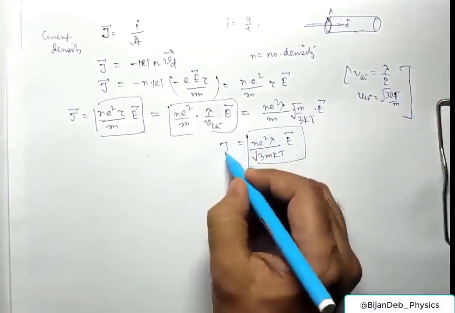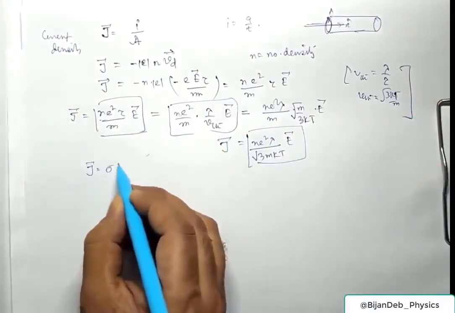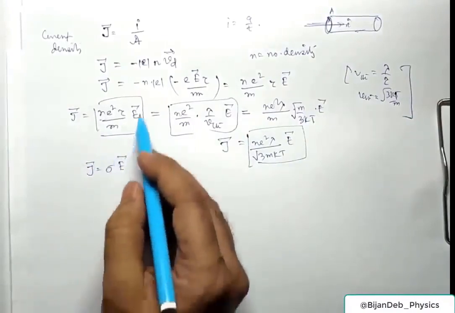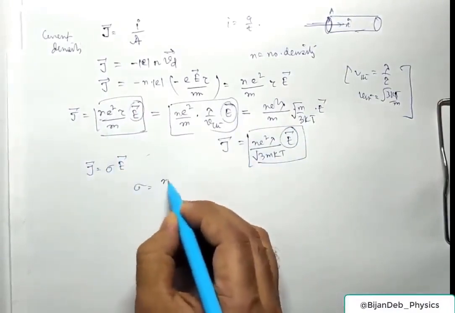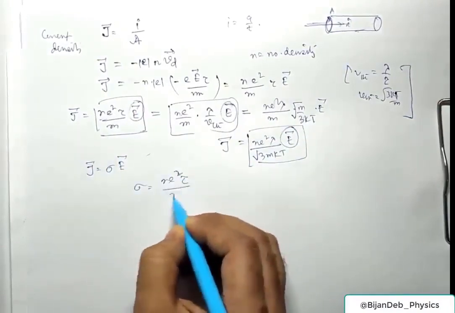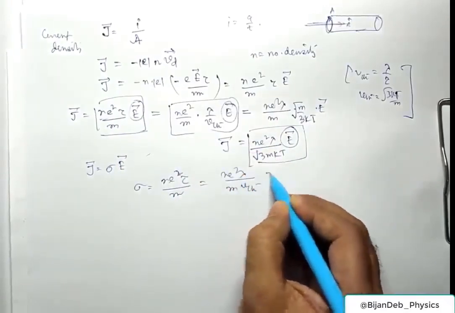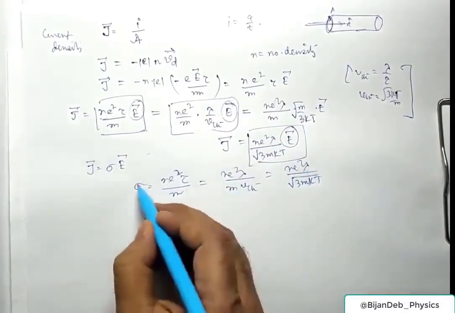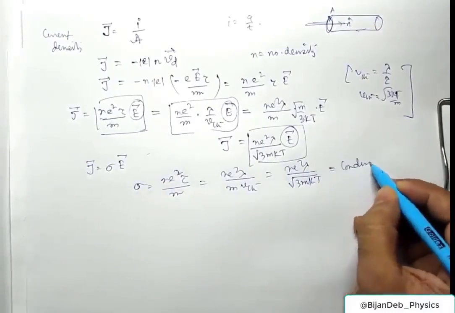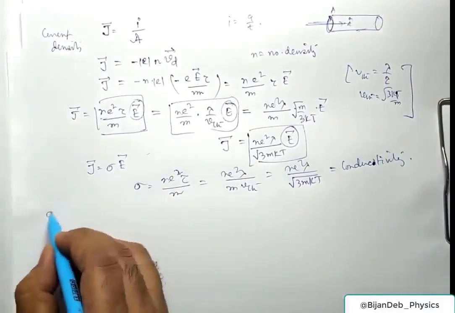Now we can write J equal to sigma E. Everywhere it is E, so whatever is there except E, that will be sigma. From the first relation, sigma will be n e square tau by m. From the second, it is n e square lambda by m Vth, and from the third it will be n e square lambda by root 3 m kT. So all these are relations for sigma. This is conductivity.